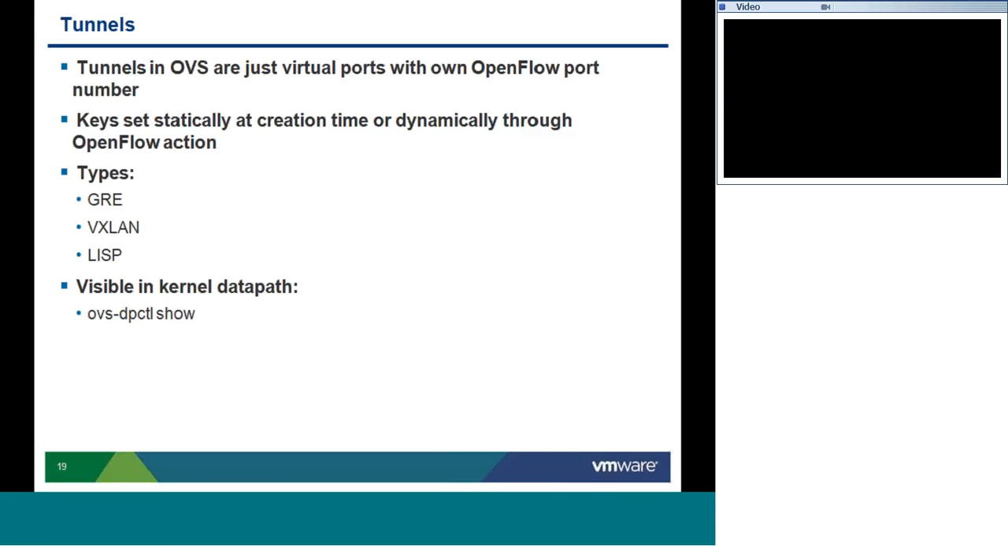You can set the key, like the 32-bit key in GRE or the 24-bit VNI in VXLAN. When you create the interface, you can specify what that is, or you can use match and actions to set those fields dynamically in the flow. Right now we support GRE, VXLAN, and LISP. The one difference with the Linux kernel is that if you create a GRE or VXLAN interface and run ifconfig, you'll see the interface. But the ones that we create in OVS, you don't see. If you want to look at the ones that are configured, you run ovs-dpctl show to see them.